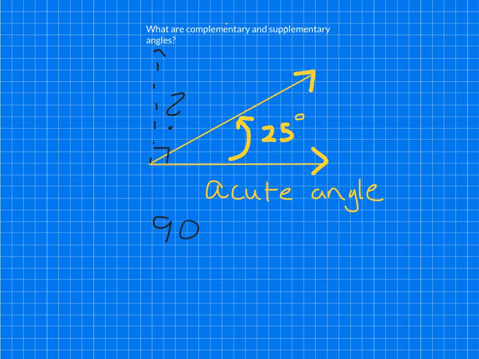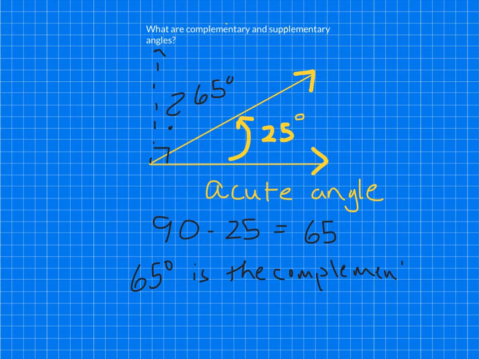So 90 subtracted by 25 gives us a value of 65, and since we're talking about the angle measure, we'd use the degree symbol. So 65 degrees is the complement of a 25-degree angle.